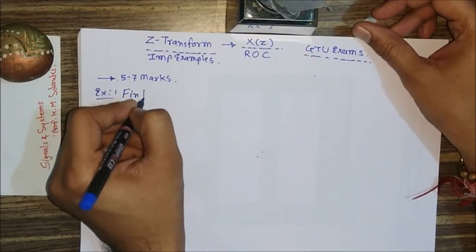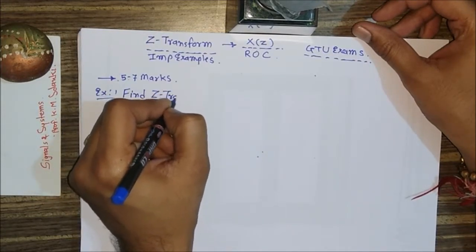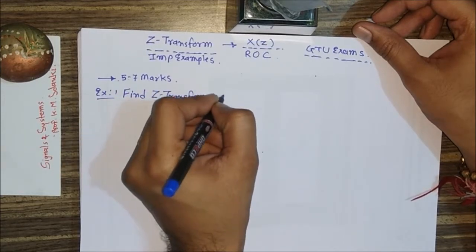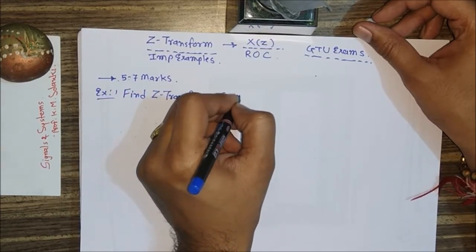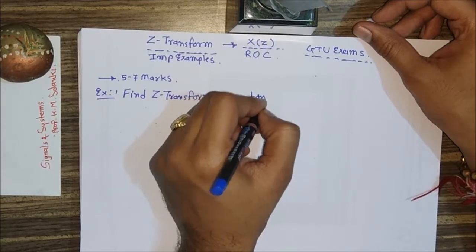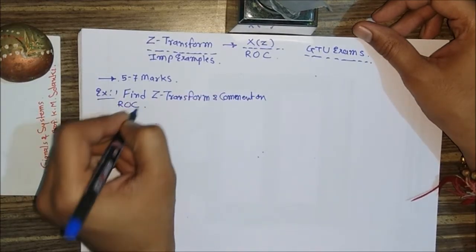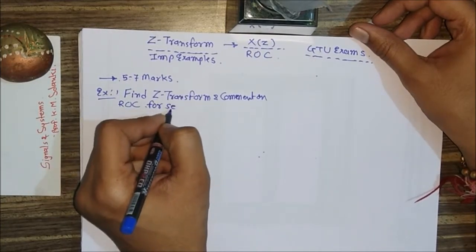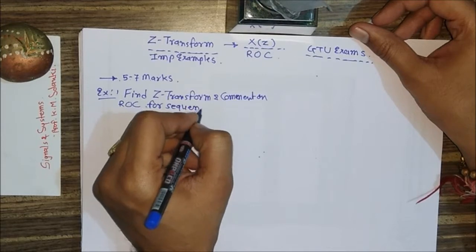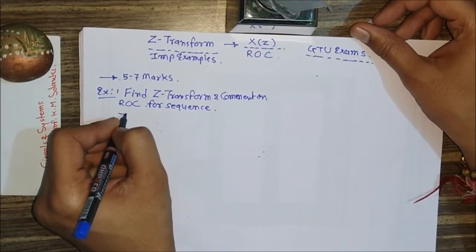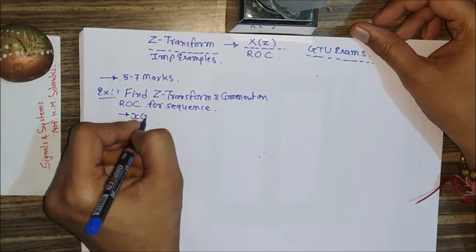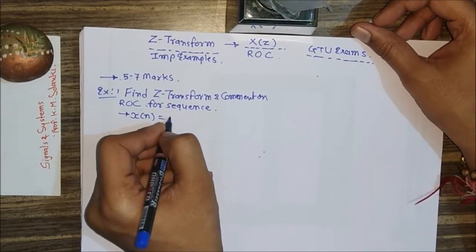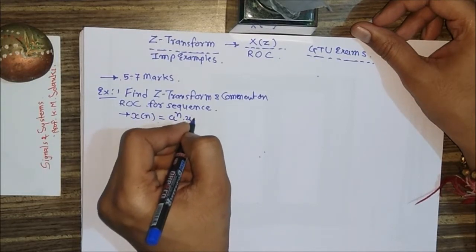find Z transform and comment on ROC for the given sequence. So we'll see the sequence x of n is a raised to n u of n.